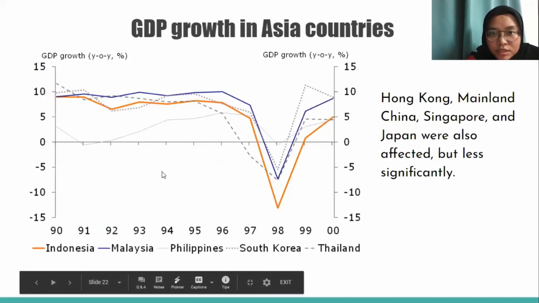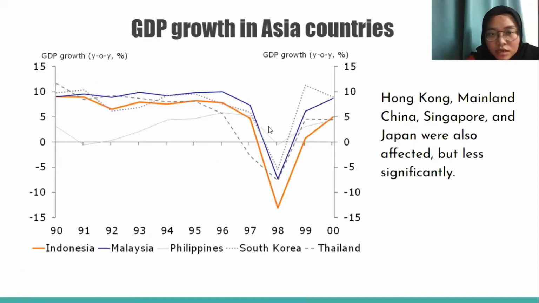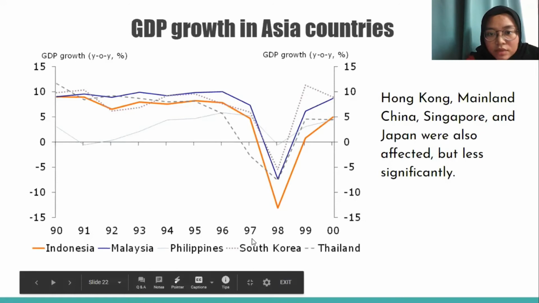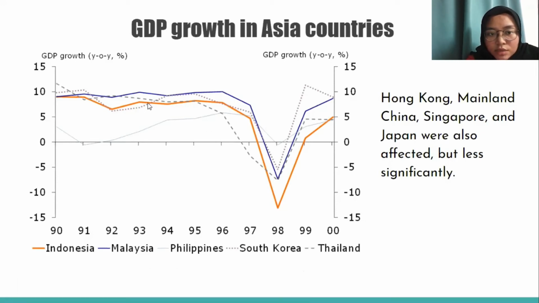Okay, so from this graph, we can see that most of the Asian countries faced a sharp decline in GDP around 1997 to 1998. We can see that the orange line, which is Indonesia's line, shows a sharp decline due to this crisis. I would like to remind that other Asian countries such as Hong Kong, mainland China, Singapore, and Japan were also affected, but less significantly compared to this country.